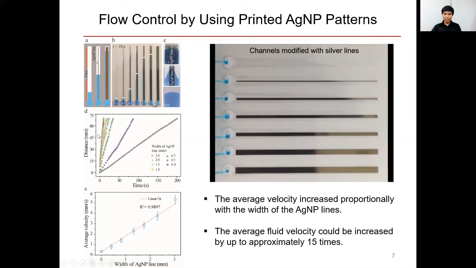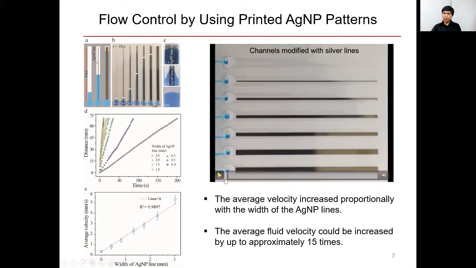As you can see in plot D, when you modify with a wider silver line, you get a shorter time delay, which means faster flow compared to the unmodified one. As you can see, if we increase the width more and more, the velocity increases higher and higher. And this increase is linear.